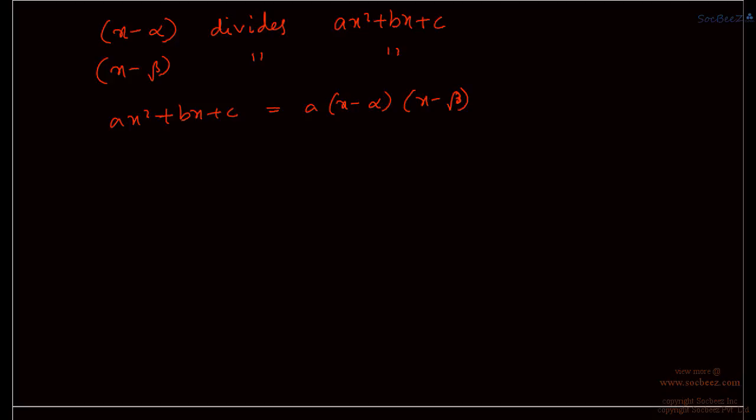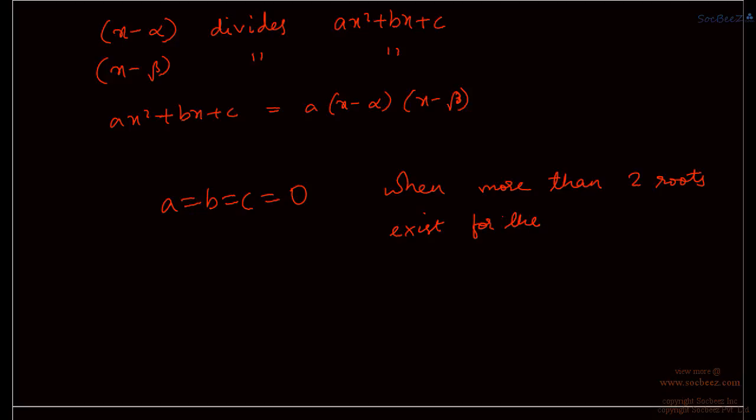Now, I said a quadratic equation can have at most two roots. But what if there is an equation where you know that there are at least three roots which satisfy that equation? In that case, it's no more a quadratic equation; it becomes an identity, and in that case, a equal to b equal to c equal to 0. So whenever more than two roots exist for a quadratic equation, it is actually an identity where a is equal to b equal to c equal to 0.